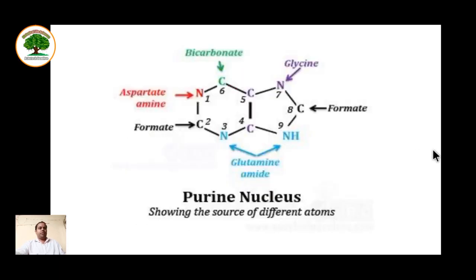This is the purine nucleus or the basic structure of purine. There are different atoms present in the ring, mainly carbon and nitrogen. You can see here in this picture, nitrogen number 1 is given by aspartate, then carbon number 2 is from formate, then nitrogen number 3 and 9 are given by the amino acid glutamine, then carbon number 8 is from formate, and carbon number 4, 5 and 7 are given by the amino acid glycine, and carbon number 6 is from bicarbonate. So these are the different sources from which different atoms are taken into the purine ring.